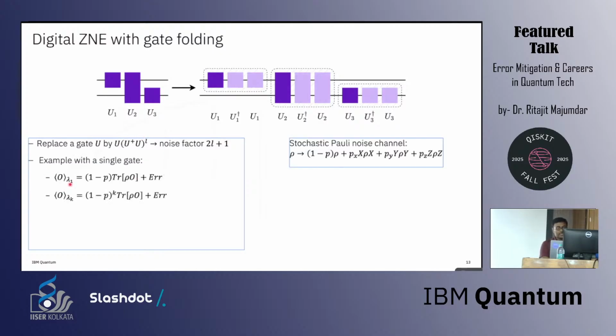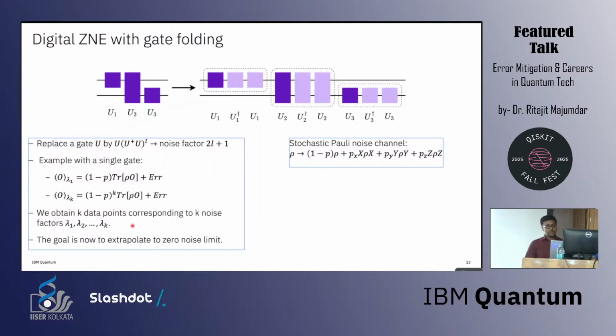And therefore, we can replace a gate U with something like this, and then we can say that the expectation value looks something like this, right? As we start increasing, the expectation value is expected to go down exponentially as long as your noise model is either a stochastic Pauli noise model or even simpler depolarizing noise model. Then with increasing number of gates, it goes down exponentially. And we have already seen this, that from the points we get the noise factors, we run it, we get the expectation values, and we extrapolate it to zero noise limit.